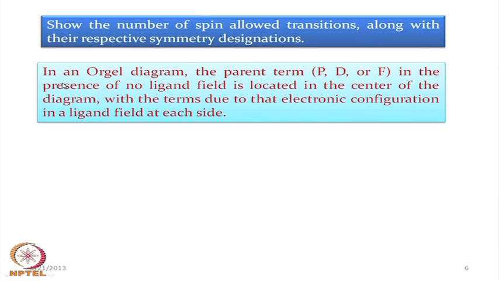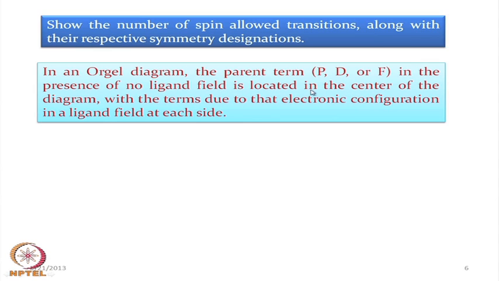So, the qualitative correlation diagram that we are getting in terms of the Orgel diagram, the free ion terms, the P, D and F, we are calling these the parent terms because they originate from the free ions in presence of no ligand field. With the free ion we are talking only about the metal ion, that means the nickel 2 plus or cobalt 2 plus or iron 2 plus without the presence of the ligand field. That is why we have the term as the free ion term.